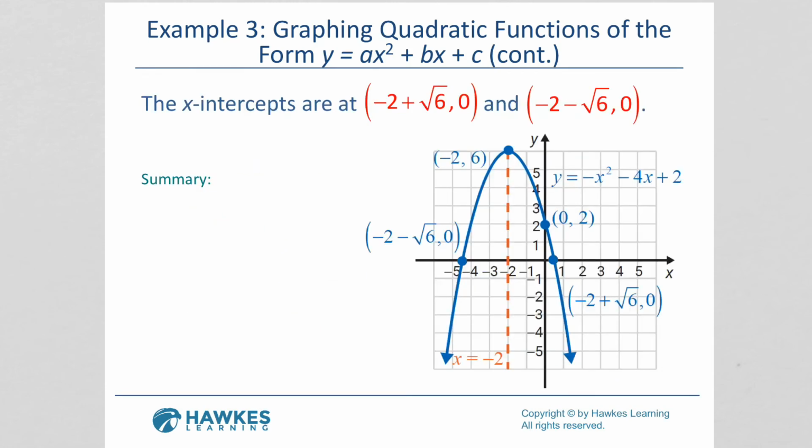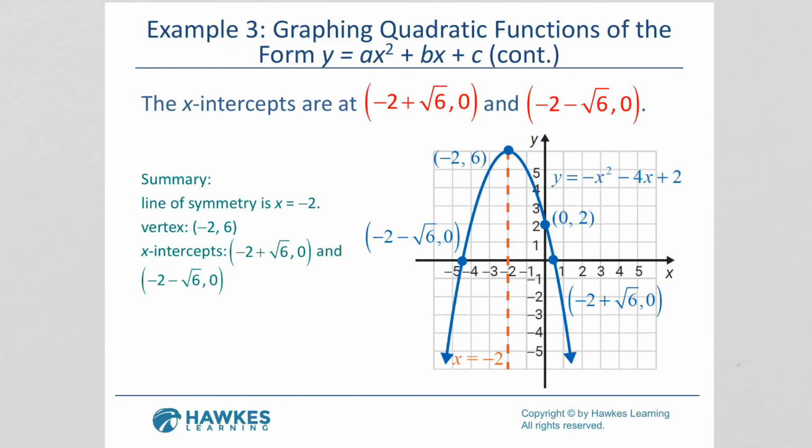So our x-intercepts are at (-2 plus the square root of 6, 0) and (-2 minus the square root of 6, 0). Again, we have a graph here, and so our line of symmetry is this red dashed line at x equals negative 2. Our vertex is up here at (-2, 6). Our x-intercepts are at (-2 plus the square root of 6, 0), which is actually on this side, and (-2 minus square root of 6, 0), which is on this side. And our y-intercept is here at (0, 2).